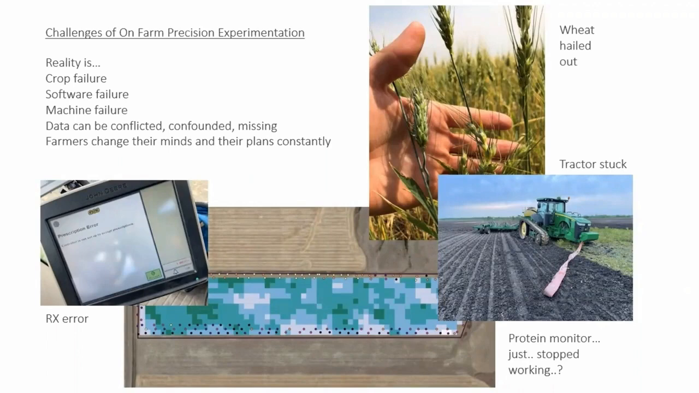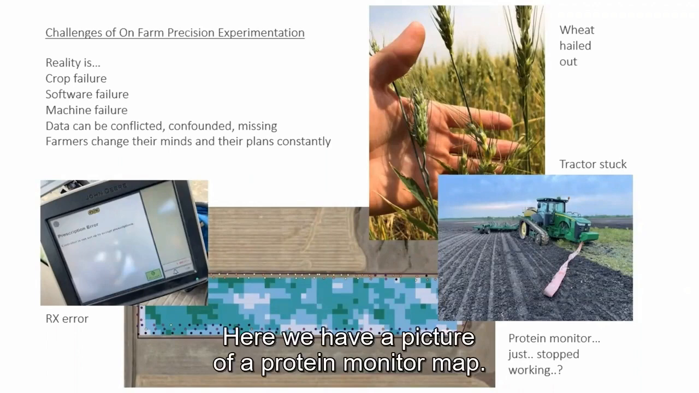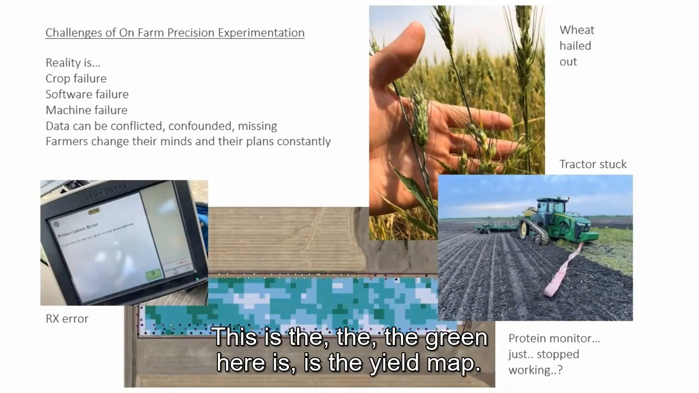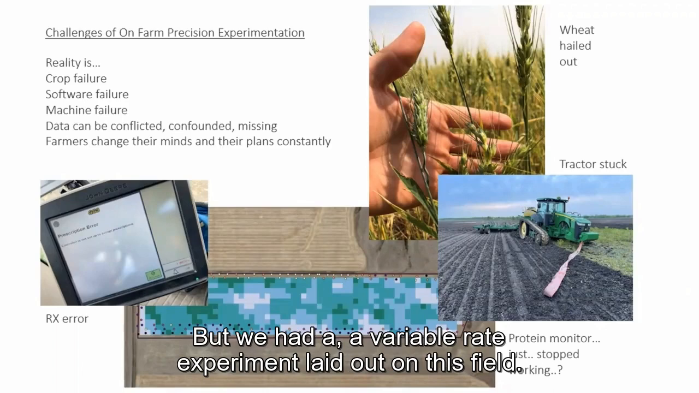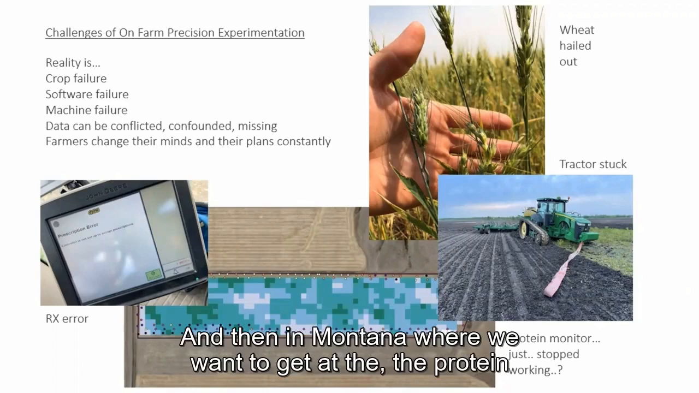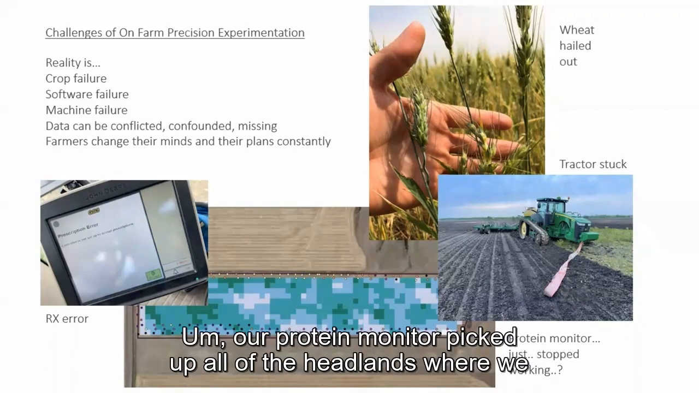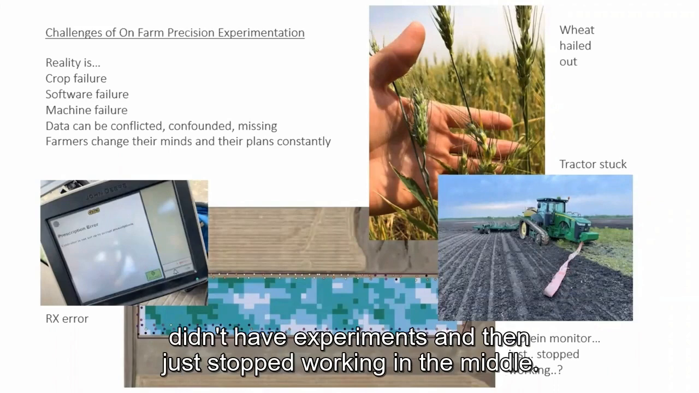Here we have a picture of a protein monitor map. So we had this experiment laid out. The green here is the yield map, but we had a variable rate experiment laid out on this field. And in Montana, where we want to get at the protein data as well as the yield data, our protein monitor picked up all of the headlands where we didn't have experiments and then just stopped working in the middle.